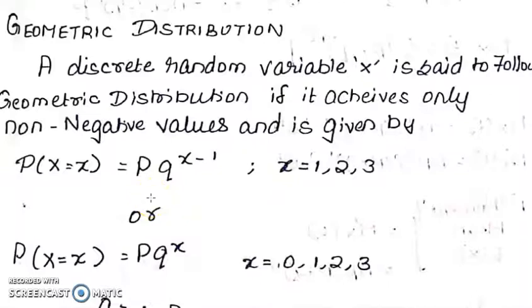The next definition is geometric distribution. A discrete random variable x is said to follow geometric distribution if it takes only non-negative values and is given by p of x equal to p into q power x minus 1, where x runs from 1, 2, 3 and so on, or p of x equal to p q power x, where x runs from 0, 1, 2, 3. Either this definition or this definition can be used.